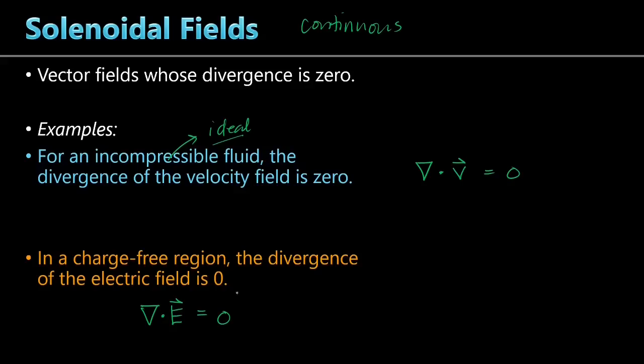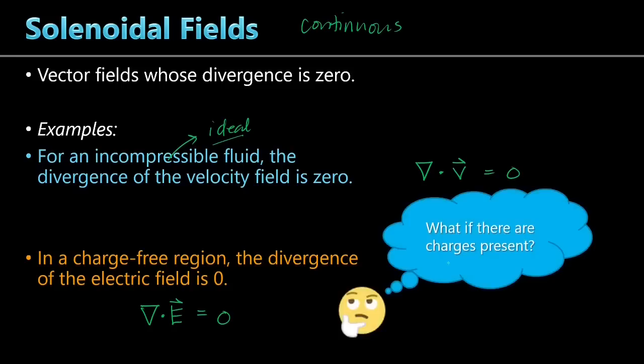Okay? Now, you may wonder, what if doon sa region of space na iyon ay may mga electric charges? What if there are electric charges present in a region of space? Ano kaya ang mangyayari sa divergence ng E? So, in the next slide, let us discuss what will happen if we get the divergence of the electric field in a region where there are electric charges.